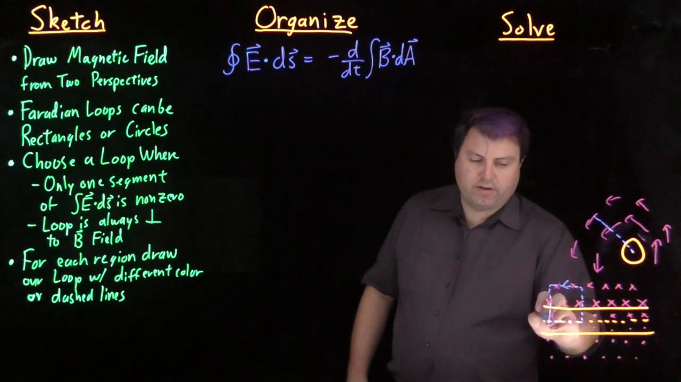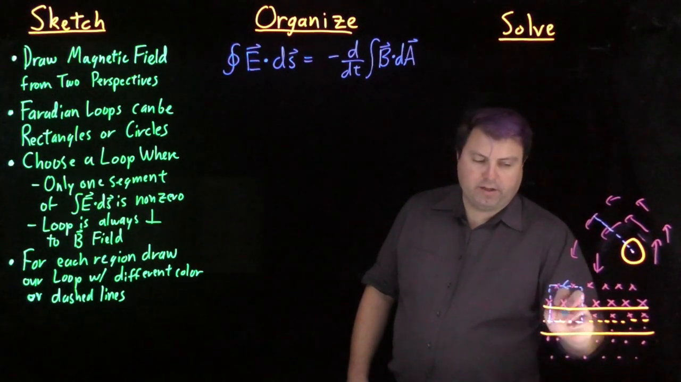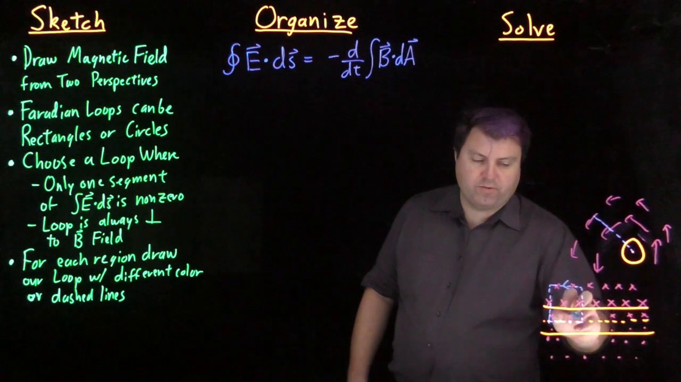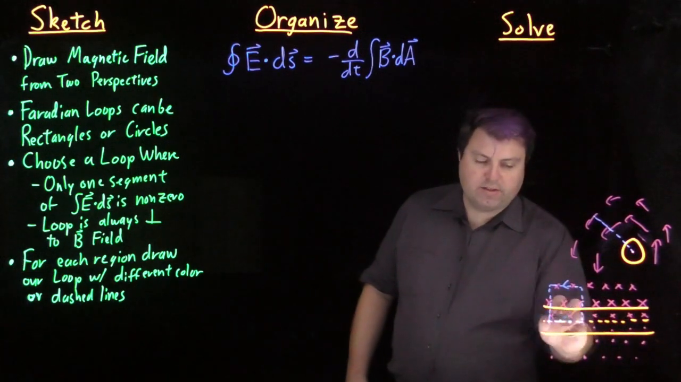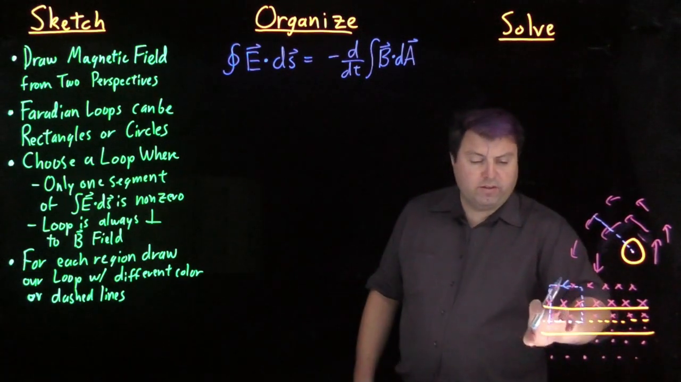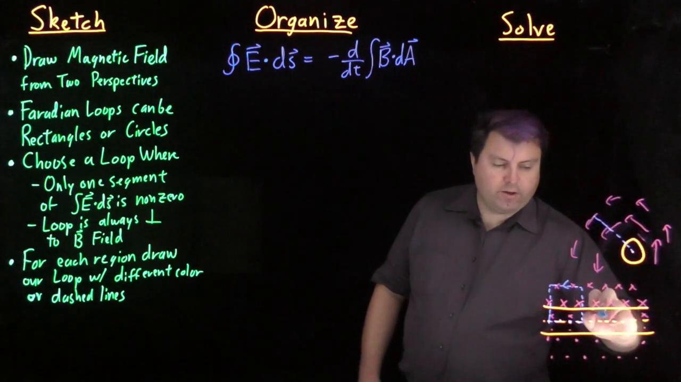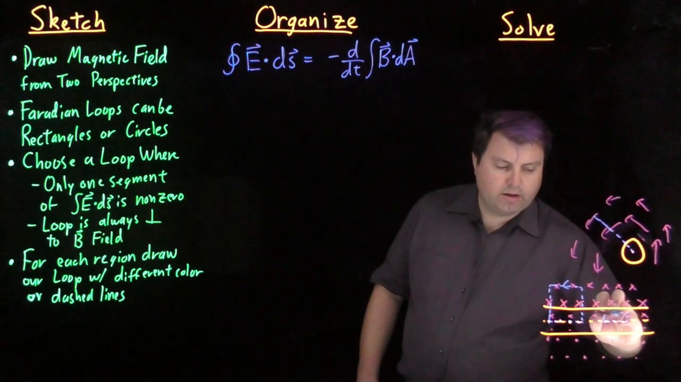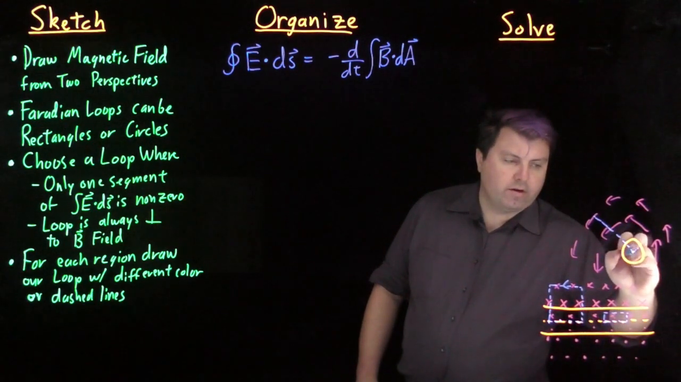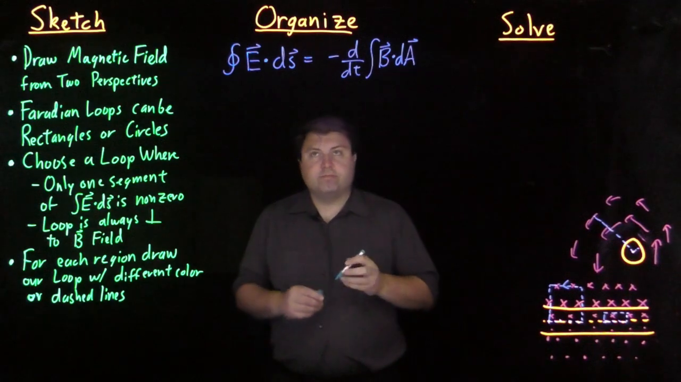This segment is zero because the electric field will be perpendicular to the path. This segment is zero, the electric field will be perpendicular to the path. This segment is zero because there's no magnetic field here, so there won't be any electric field here. We would then need to do another Faradian loop inside. So we could do this one kind of like this.